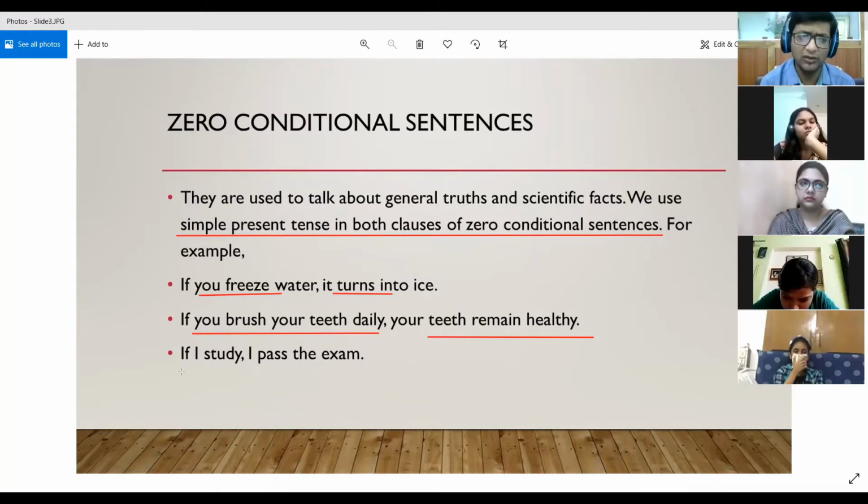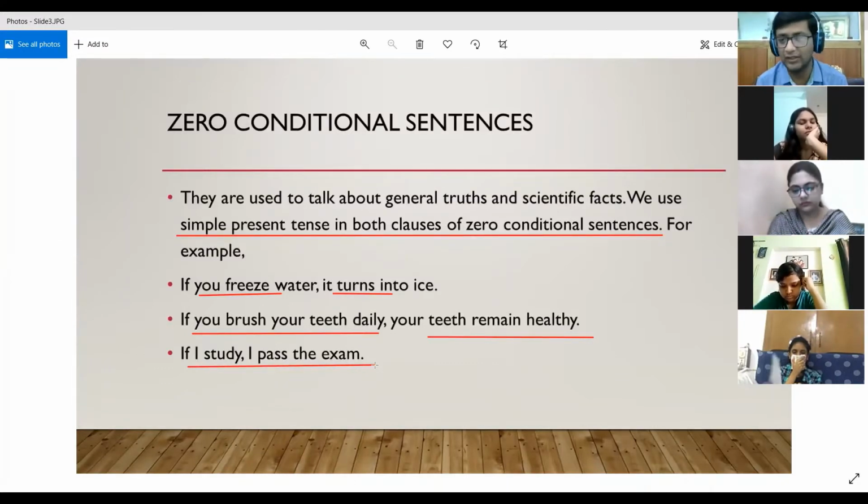So over here also, this is a sort of general truth where we are saying that if a person is going to study, then surely he will pass the exam, because in order to pass the exam, you have to study. So this is again a general truth, present, right? So in all these cases, you can see, first of all, a condition is given, then the likely result of that condition is given. And because these are general truths, scientific facts, they take simple present tense.